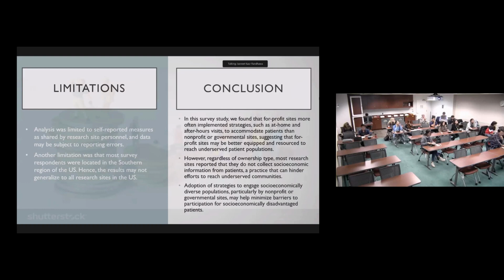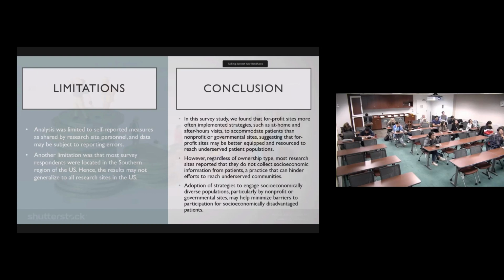I believe the limitations of this survey were, first, this analysis was limited to self-reported measures. So there was no validation over whether they are providing the right information or not. There can be human errors, there can be reporting errors. The second limitation was that most survey respondents were located in the southern part of the US. So results may not generalize to all the research sites present in the US.